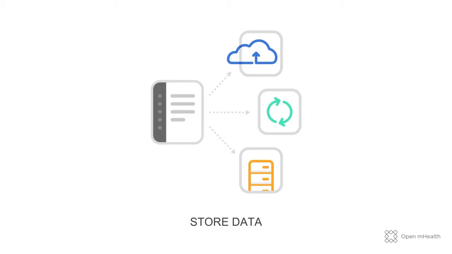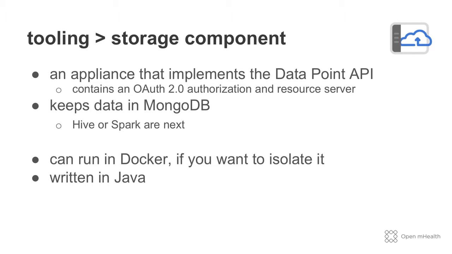So the first thing you need to do is store data. As I mentioned, there's a storage component, which is open source, written in Java, and can run in Docker, so it's isolated from the rest of your system if you need it to be. It's just an appliance which implements the data point API. If you run this thing, it'll keep data, and it'll keep it in Mongo. And we're working on Hive or Spark. We're not quite sure which direction we're going in yet.